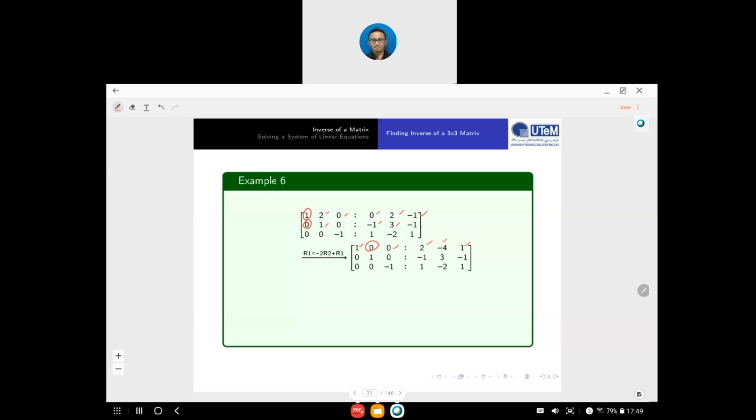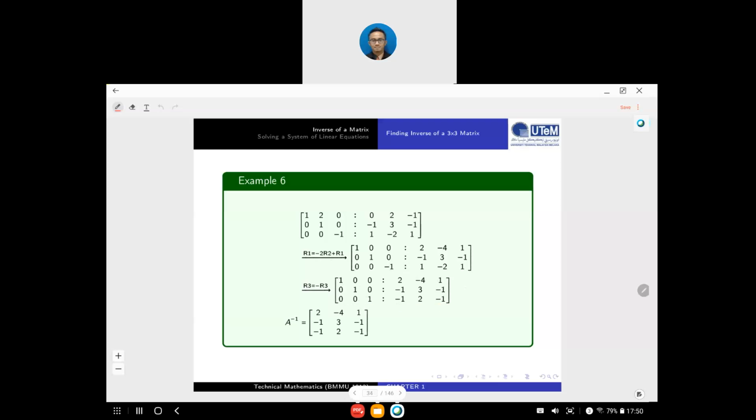Okay. So this is the final answer. But now you must check. The diagonal must be 1. So we have negative 1 value. You must change negative 1 to become 1. So row 3 must be times by negative. So you can get this value. So since the left hand side is the matrix identity, therefore the right hand side is the matrix inverse A. So this is the final answer. Any problems?